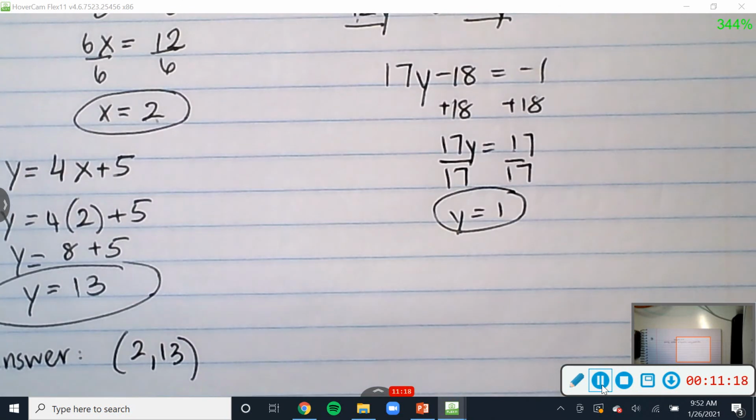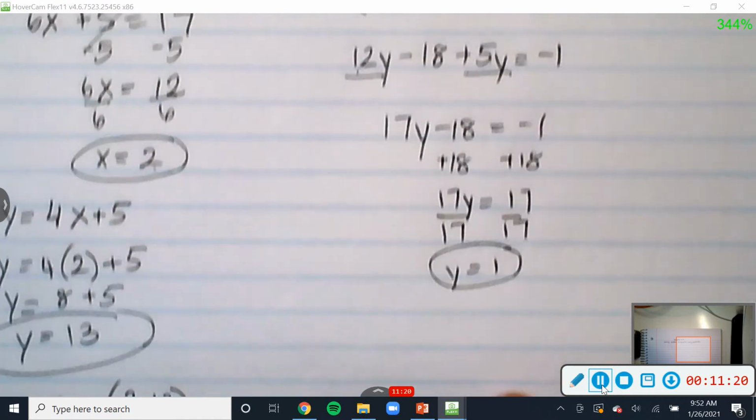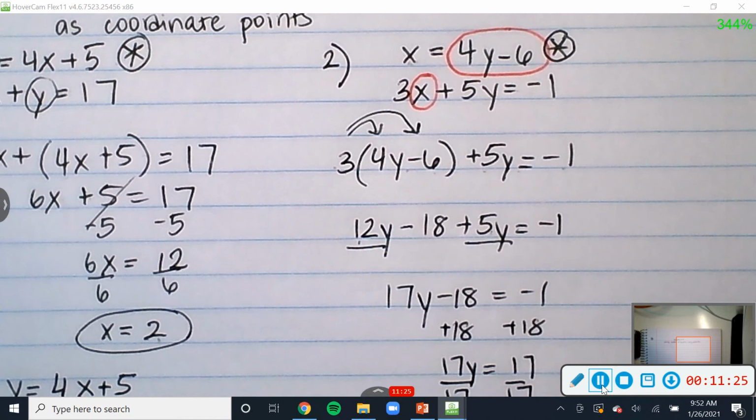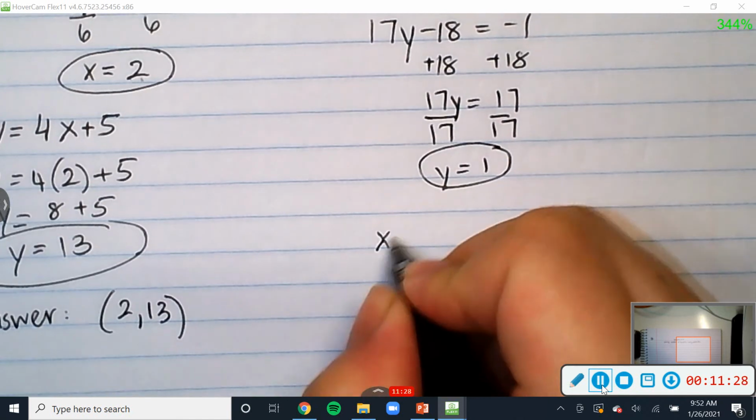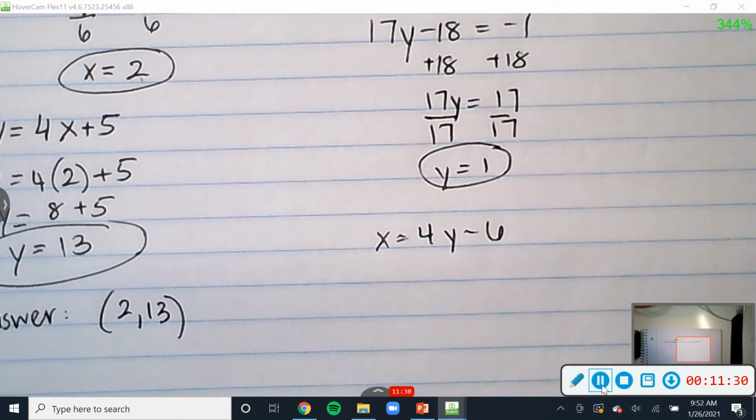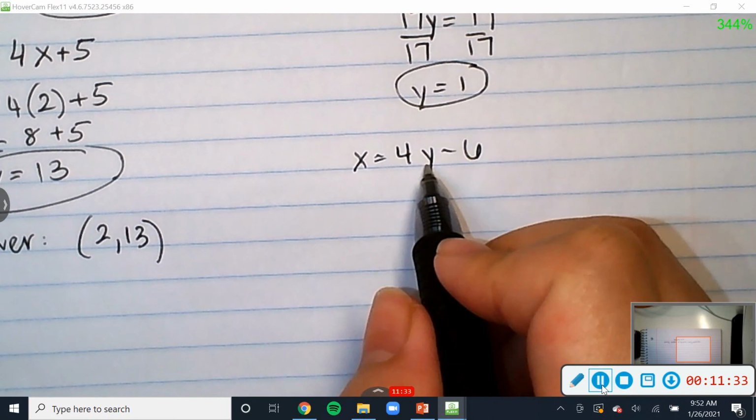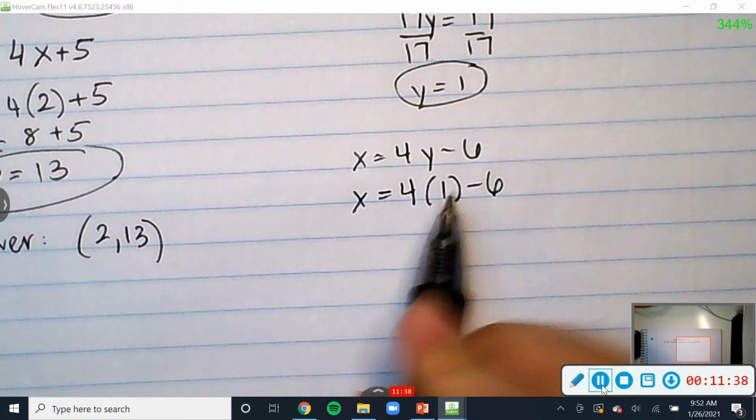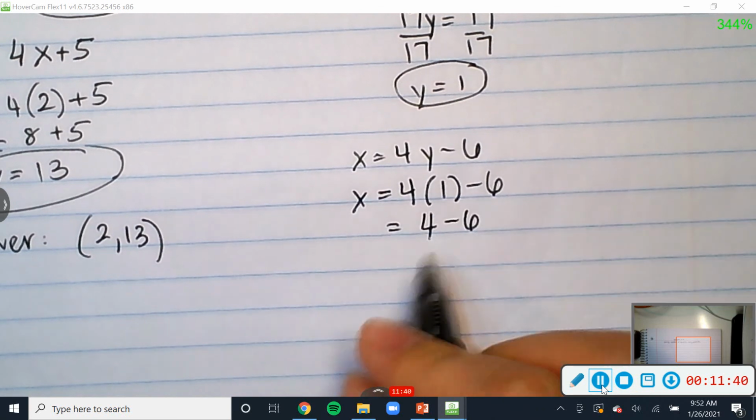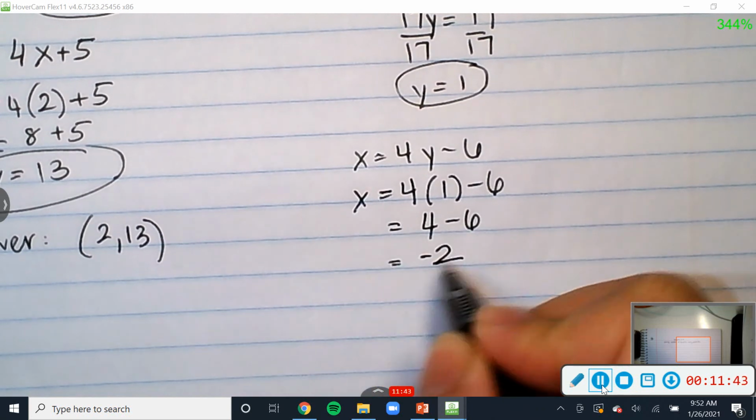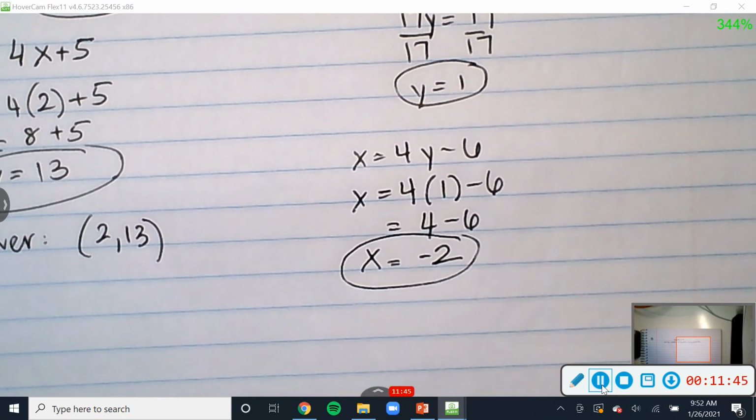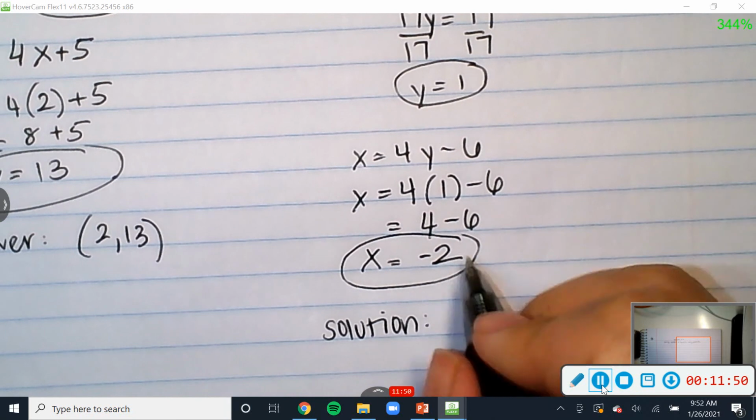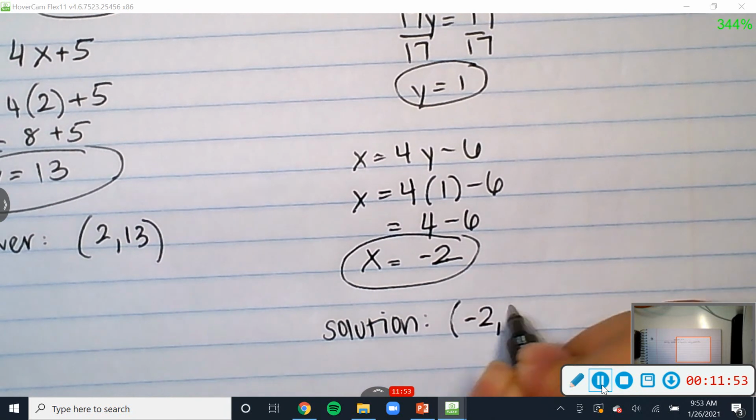After we get that, remember, we need to plug it back in to the equation. So I'm going to look for the starred equation right here. x equals 4y minus 6. I'm going to use that one. Plug in what you just solved for. So we're going to plug in 1 for y. And now we just need to solve. 4 times 1 minus 6. 4 minus 6 is negative 2. So x must be negative 2. When we're giving our answer, the solution needs to be in coordinate points. So in this case, (negative 2, 1).